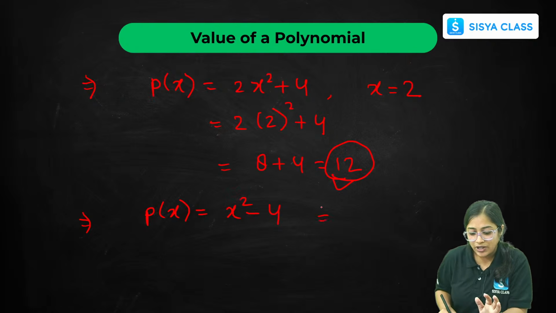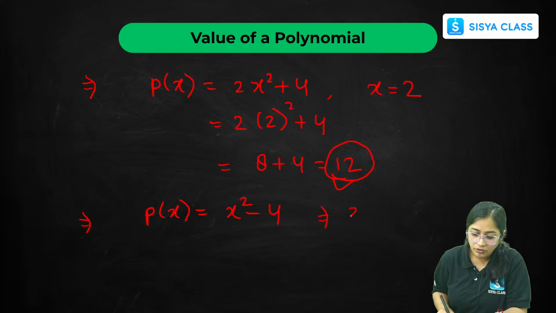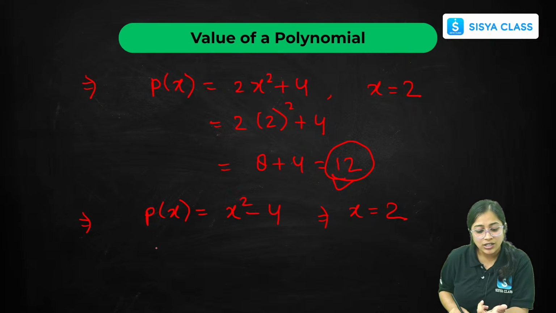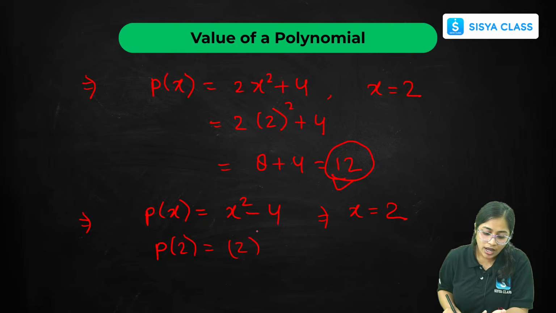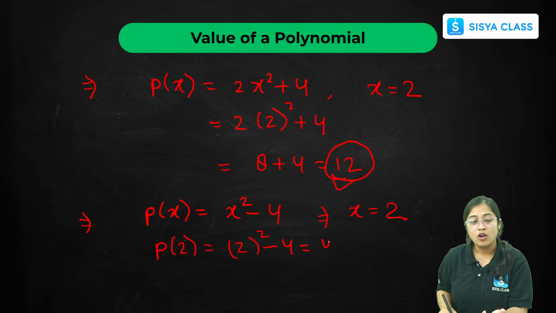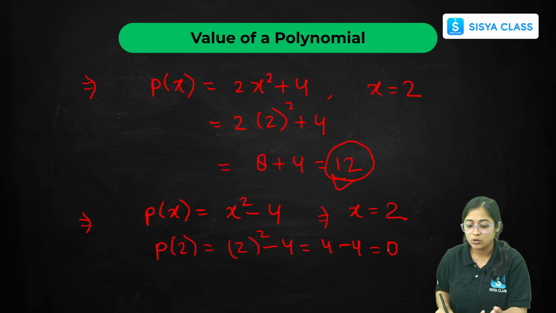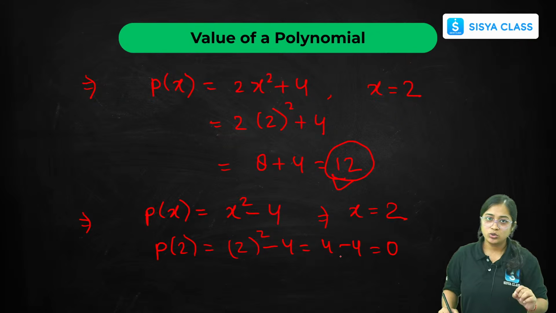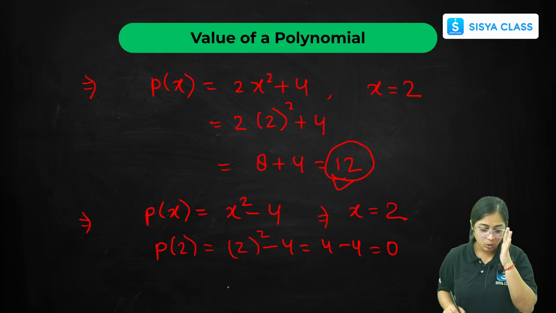So here, if I ask you that in place of x, let's suppose I write 2 here, then what is the value of this polynomial for x equal to 2? It is 2 square minus 4, that is 4 minus 4 equal to 0, right? So at x equal to 2, my value of polynomial is 0.